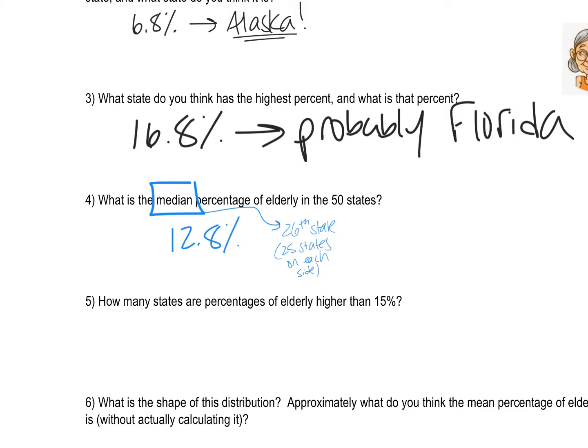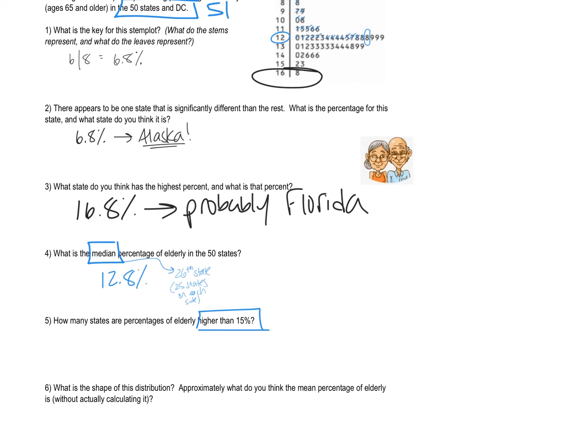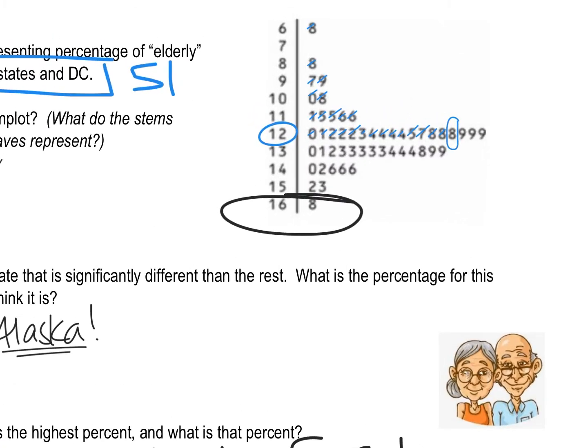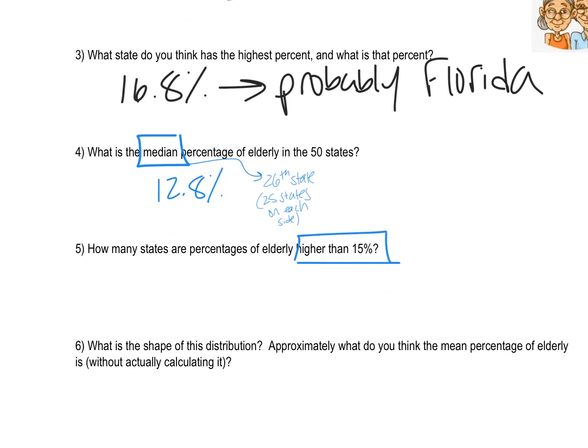How many states are percentages of elderly higher than 15? Again, one of the purposes of a stem plot is that I can easily answer that question. Higher than 15 would be 15.2, 15.3, and 16.8. So there happen to be 3 states that are higher than 15%.